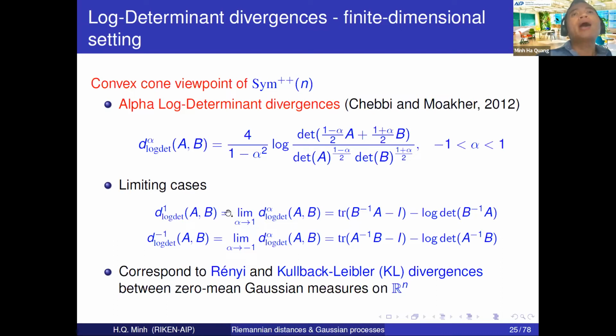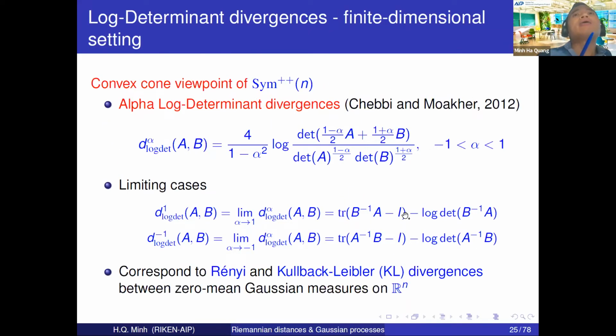When alpha goes to 1, it goes to this limit, and when alpha goes to minus 1, it goes to this limit. Now, this corresponds to the Rényi divergences between zero-mean Gaussian measures on R^n. In particular, alpha equal to 1 gives the formula for the KL divergence between zero-mean Gaussian densities on R^n.